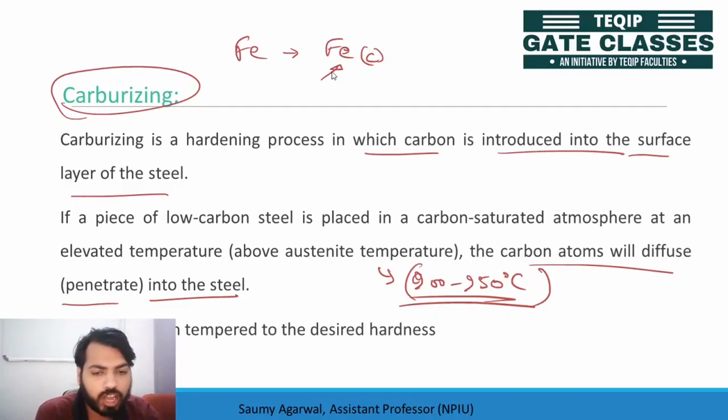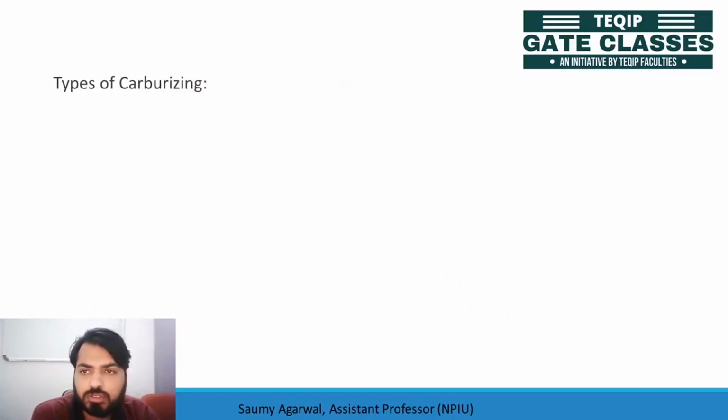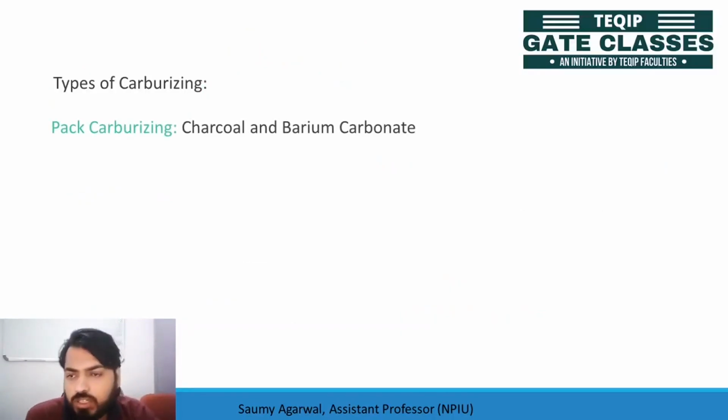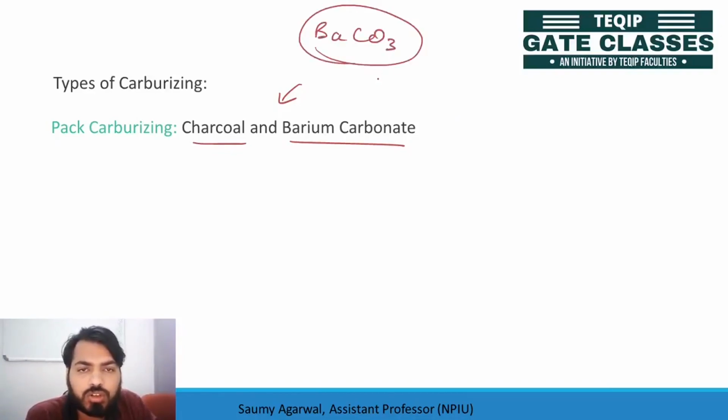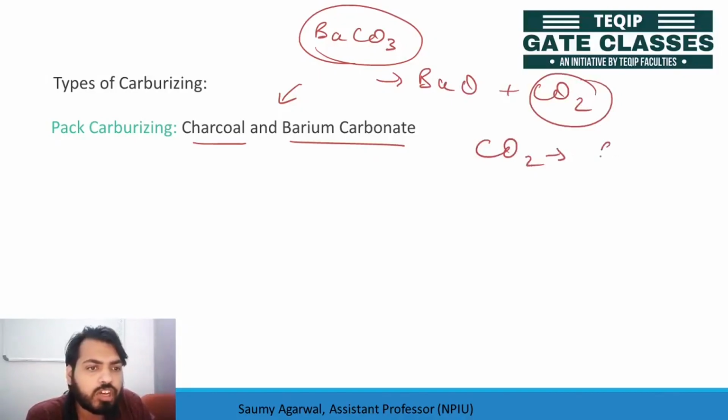If you get high hardness, then you can reduce it by following with a tempering process. Okay, so carburizing can be classified as pack carburizing, where the carbon source is charcoal and barium carbonate, okay, so you have BaCO3 over here. It will convert into BaO and CO2, and then CO2 will convert into carbon monoxide.